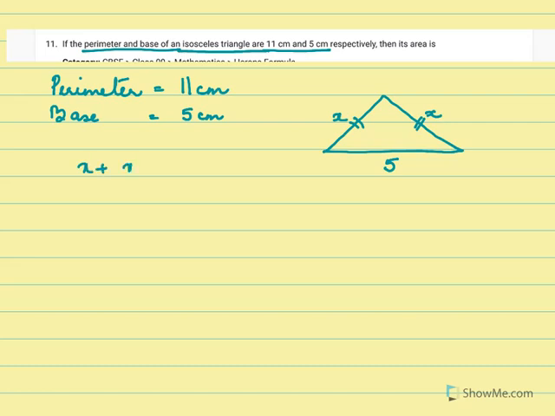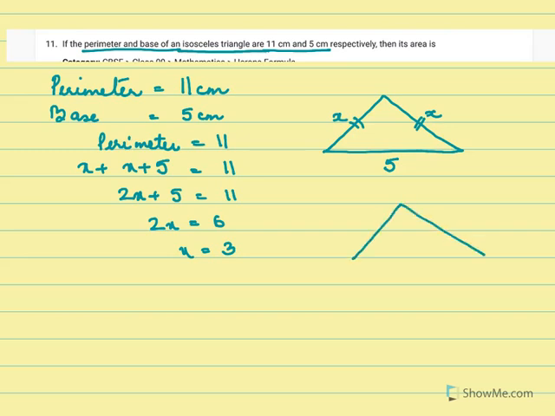So I have x plus x plus 5 is the perimeter, which is equal to 11. And on solving this, we get 2x plus 5 equal to 11. So we have 2x equal to 6. So x equal to 3. So remember, this was a perimeter. Sum of all the sides equal to 11. So now let me draw the triangle again. So I have 3, 3 and 5.